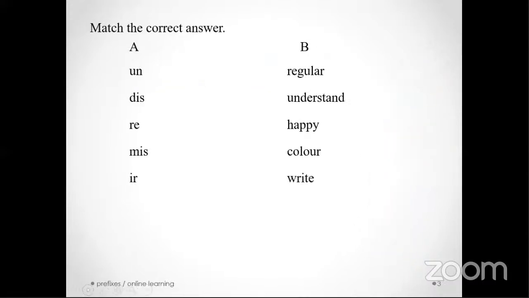Right. Now on the screen, you can see two columns, two parts. Under A, you can see some groups of letters, and under B, you can see some words. Now you can match these groups of letters with these words and you can make some new words, right? These words may be familiar to you.